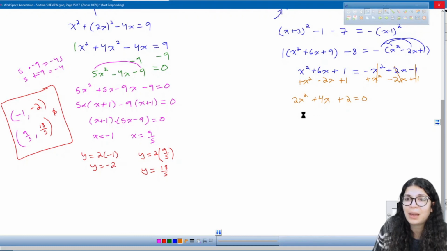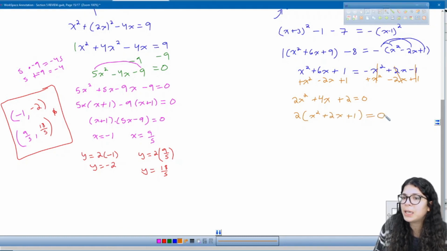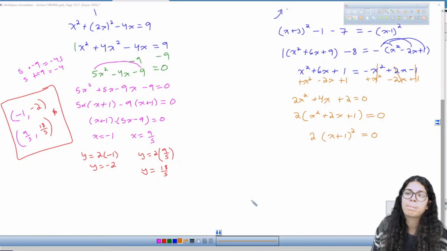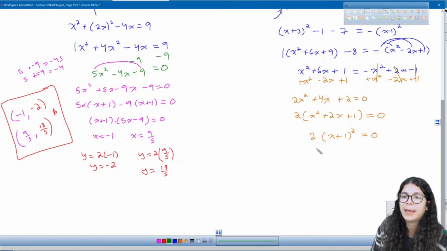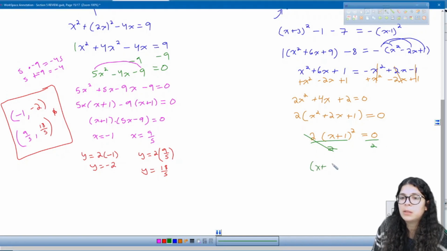So if I factor that out, I get x squared plus 2x plus 1. And actually, I don't know if you noticed this or not, but this is a perfect square trinomial, right? 1 times 1 is 1, 1 plus 1 is 2. So that will actually factor into x plus 1 squared. And then now I can solve. So let's go ahead and divide by 2 on both sides. So we get x plus 1 squared equals 0.